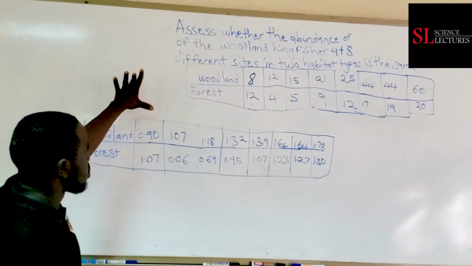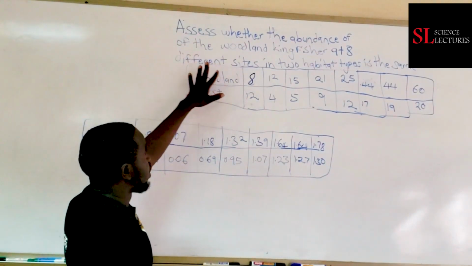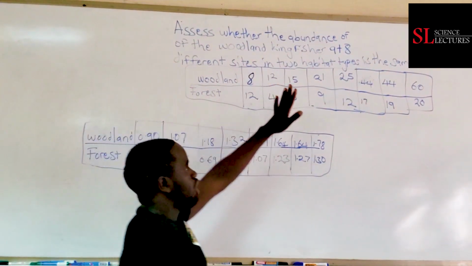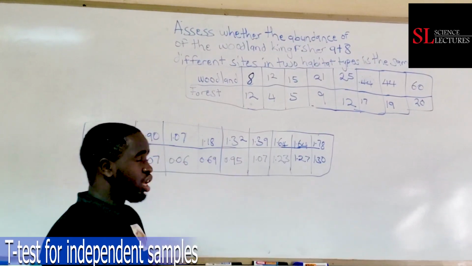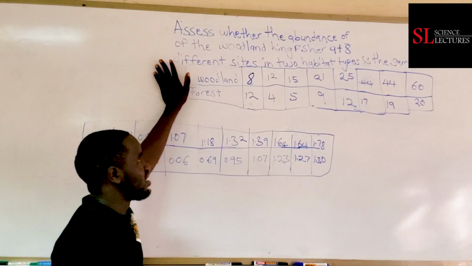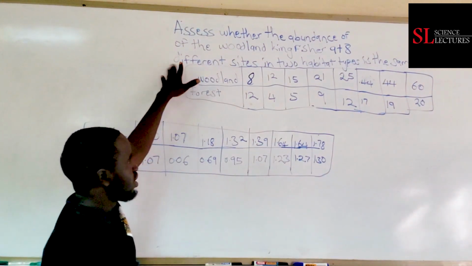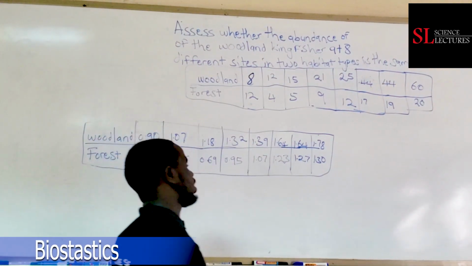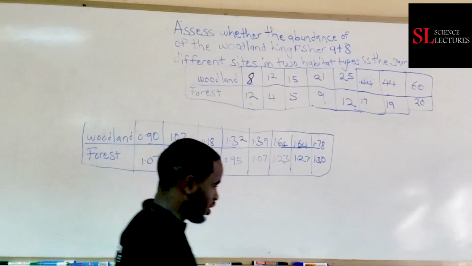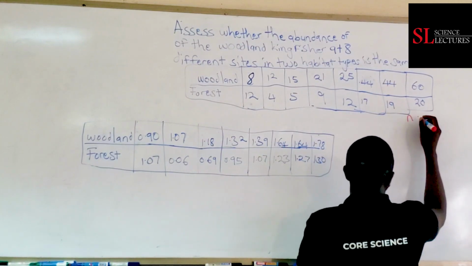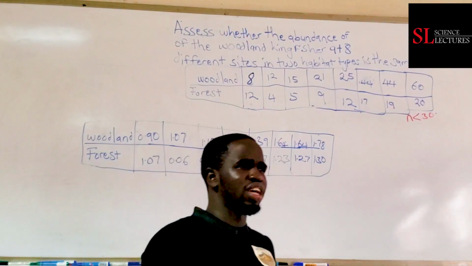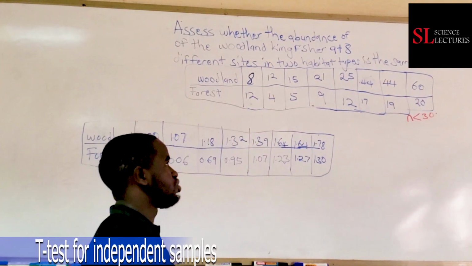And in this case, they're telling us to assess whether the abundance of the woodland kingfishers at 8 different sites is the same in 2 habitat types. What are the habitat types? Woodland and forest. First of all, you can see that the value of our n is less than 30. So that tells you that you're supposed to use either a t-test or its analogues.